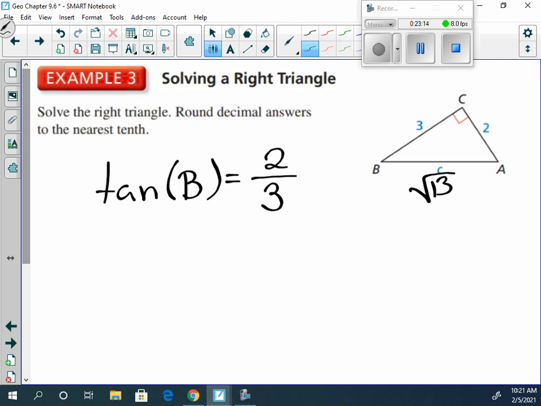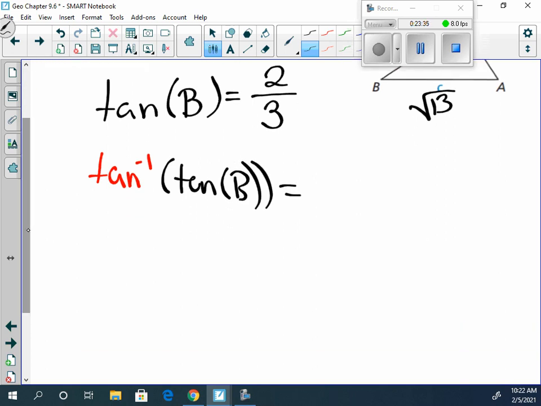Is there a way that I can get B out of tangent? We can use what? Tangent inverse. Because tangent inverse of tangent of B, what happens here? You're left with what? Angle B, yes, because tangent inverse and tangent cancel each other out. But what I do to one side, I have to do to the other.